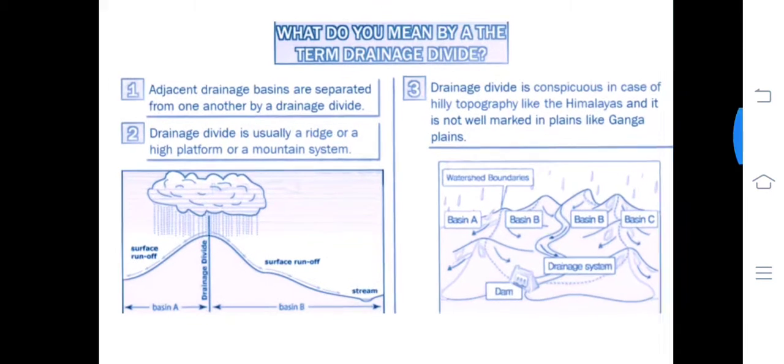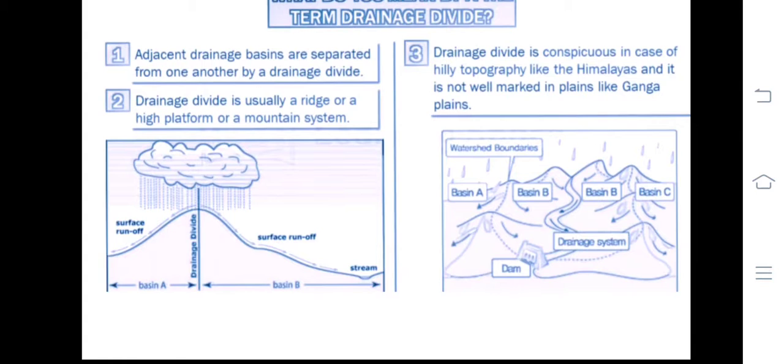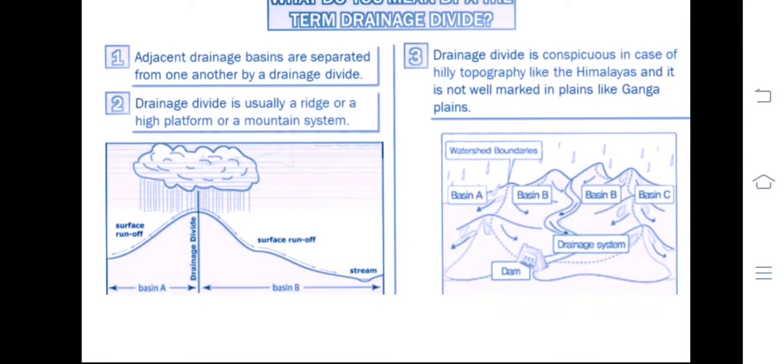You can see with the help of a diagram. First we have basin A and basin B. We have some drainage divide, maybe in the form of a mountain. If water falls from the clouds, because of the raised platform some water will go towards the east, some will go in other directions, and it may create two streams also. Let's see watershed boundaries. Yes, watershed boundaries, same thing. We have basin A and basin B, separated.